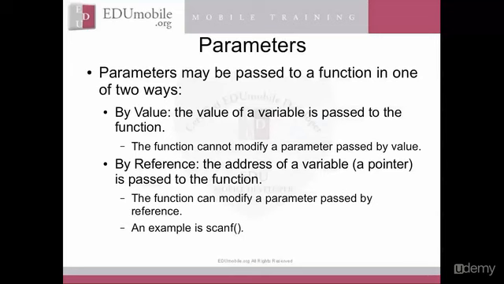However, if we want to modify the parameters that are passed into a function, we need to pass them by reference. In passing by reference, we don't pass the contents of a variable, we pass a pointer, the address of a variable, and that is what we pass to the function. And the function can modify a parameter that's passed by reference. An example of this is scanf.